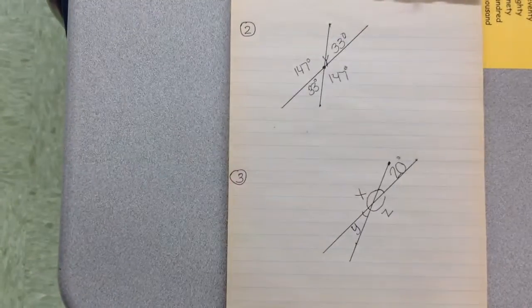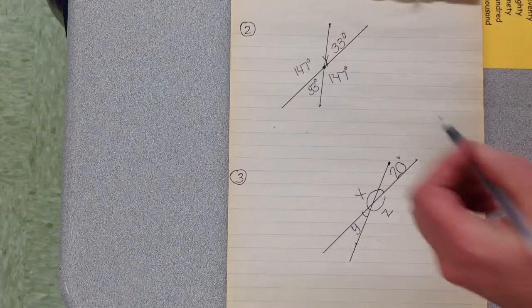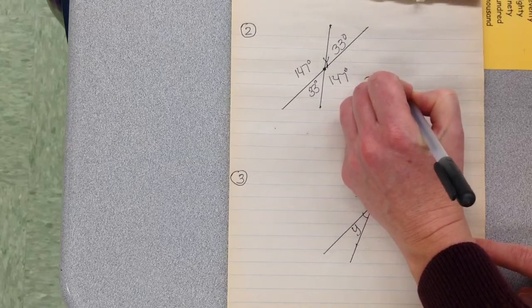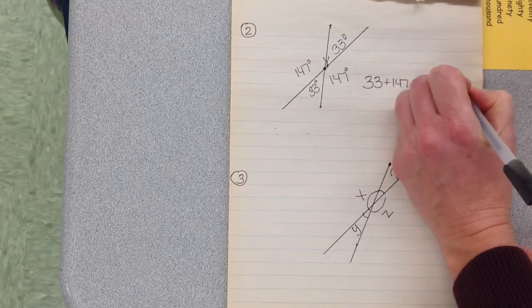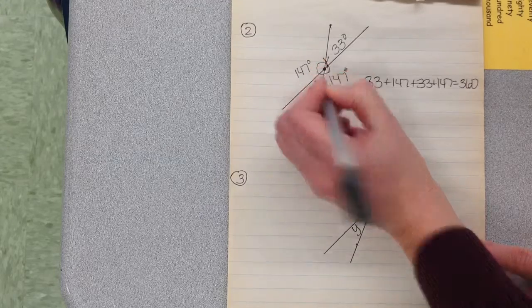Okay, this is another way that 360 can be decomposed. You're going to notice that the angles across from each other are the same. So if we write an equation, the total will be 360 because all of the angles surround one point. So 33 plus 147 plus 33 plus 147 equals 360, because you can see how it goes all the way around one point.